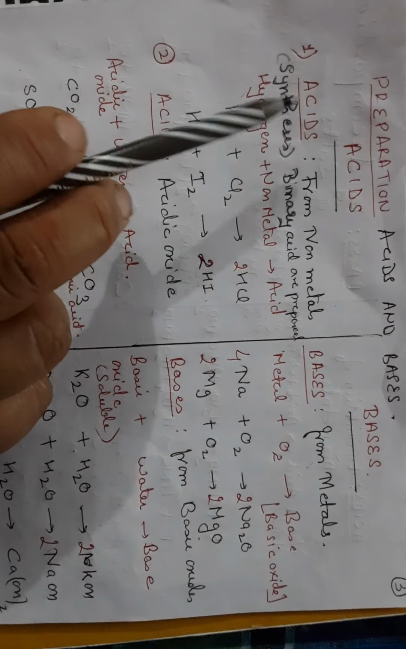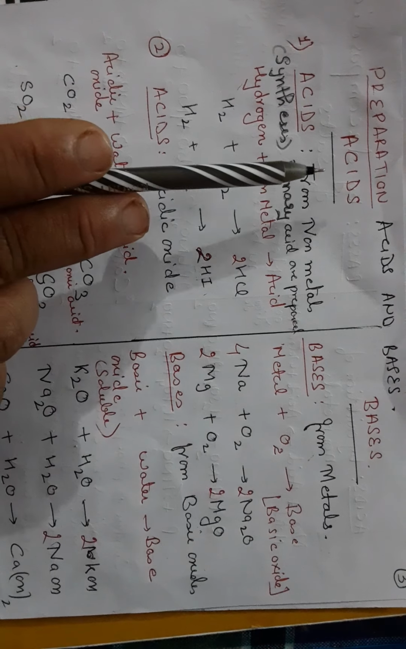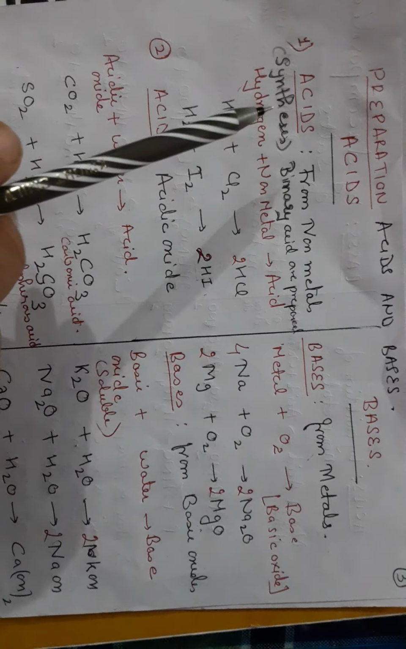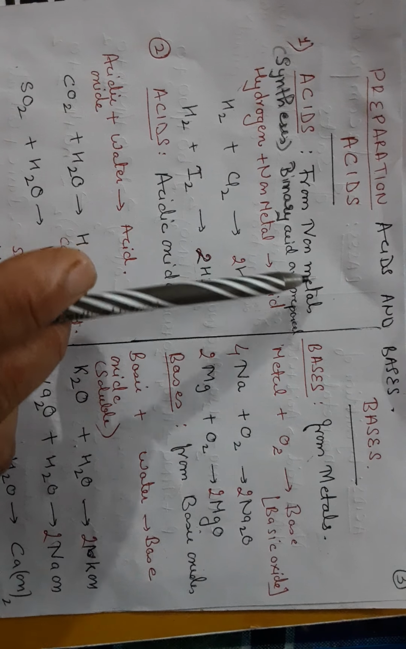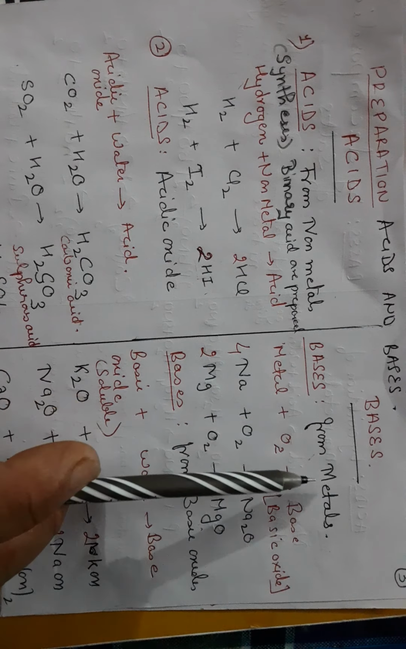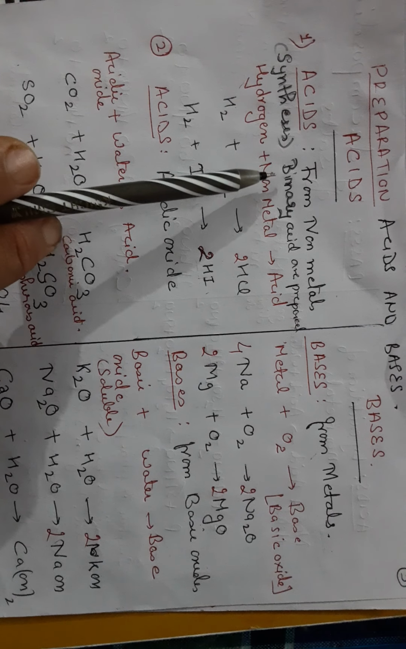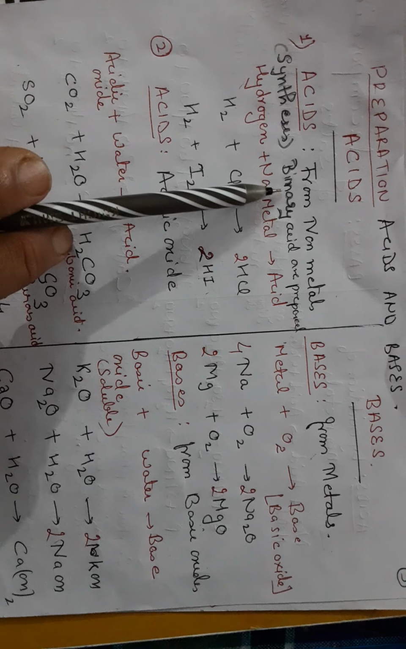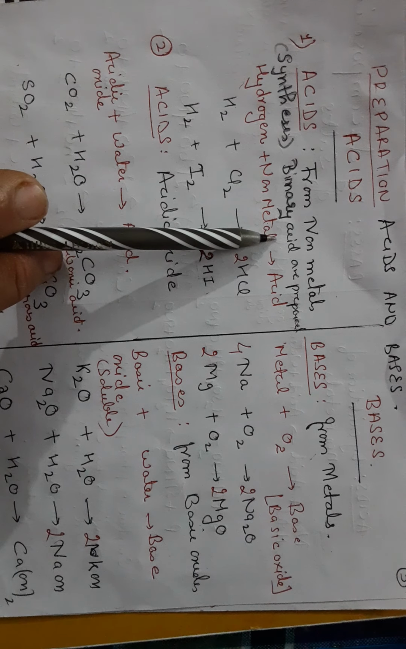Students, today we will discuss preparation of acids and bases. Acids are prepared from nonmetals and bases are prepared from metals. Here, binary acids, meaning acids containing two elements, are prepared by this method.